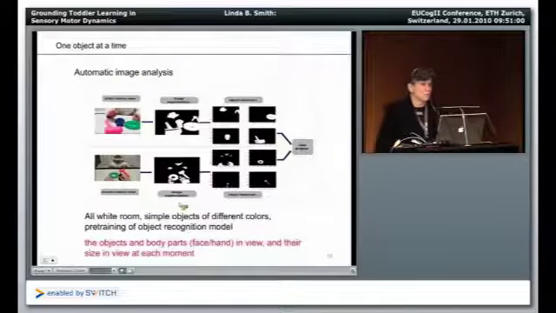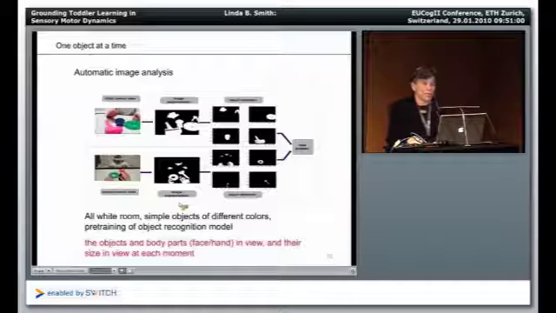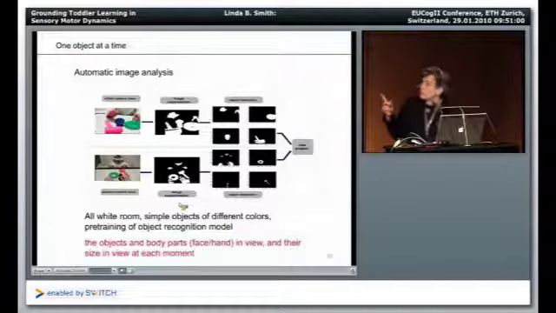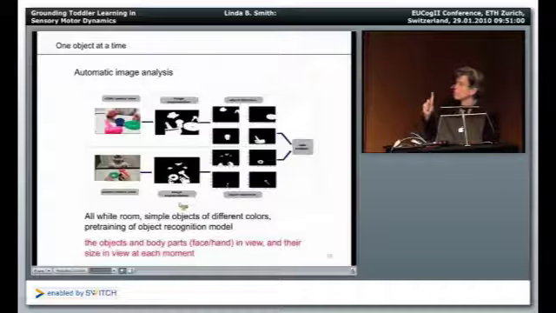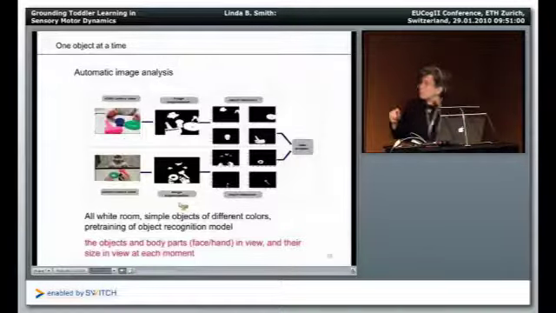All right, what we use with this massive amount of data is automatic image analysis. As you might have noticed, we have an all-white room, and everybody's wearing white, and we have simple objects of different colors. That enables us to automatically recognize the objects in each camera view and on the tabletop, so there's no hand coding. And the main data that I'm going to tell you about concern what objects and what body parts are in view in these cameras, and what their size is in the view at any moment.